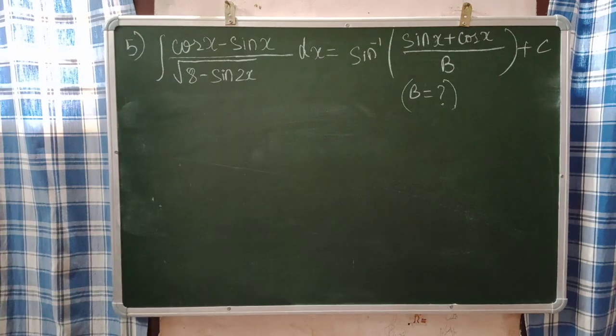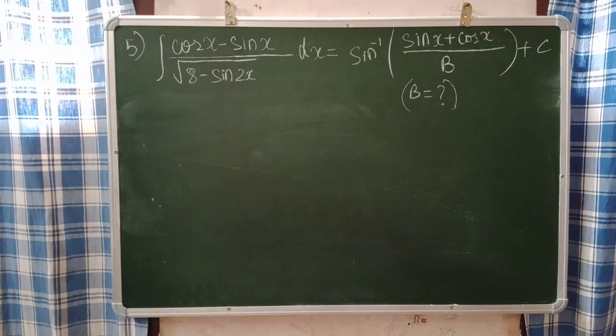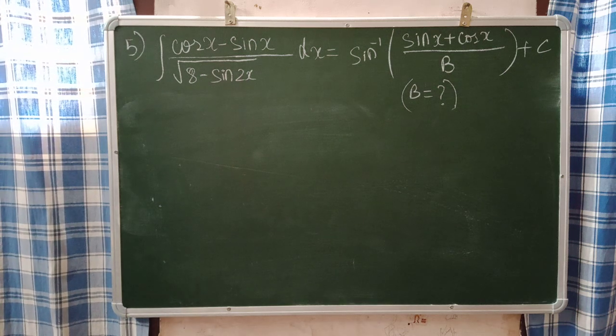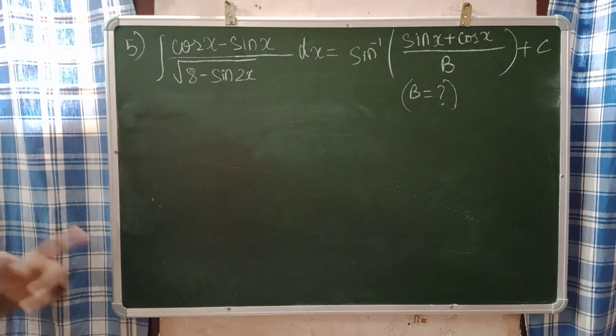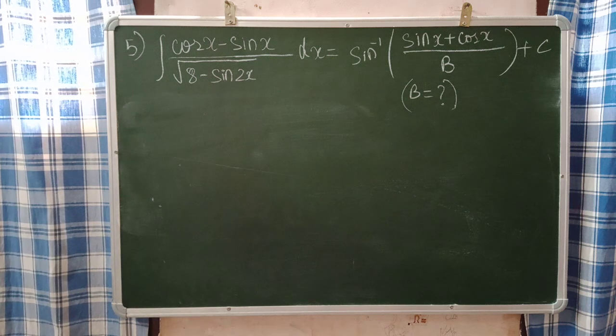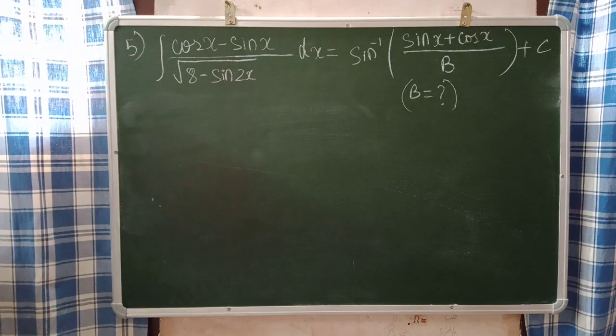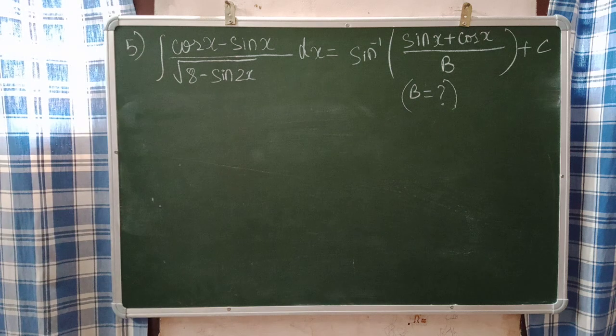Our next question is: integral of (cos x minus sin x) divided by root of (8 minus sin 2x) dx is equal to sin inverse of ((sin x plus cos x) divided by b) plus some constant, and they are asking the value of b. So guys, what I'm going to do is focus on this integral.